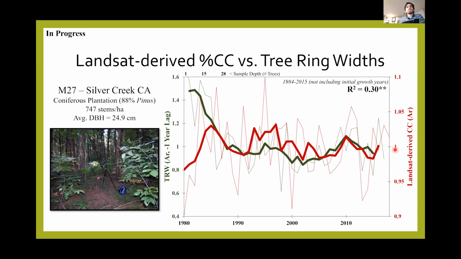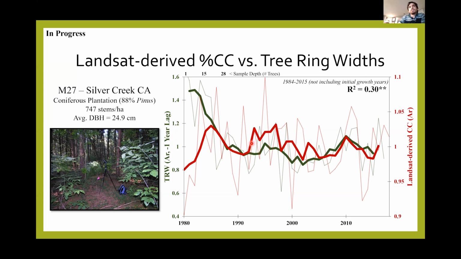Then the last one I want to talk about here is a coniferous plantation, a pine plantation that was actually planted in the late 1970s. And we can see here that in the early growth years, they follow a different pattern, where the Landsat-derived canopy cover is increasing as the forest grows, but the fitted tree ring data is decreasing as the tree gets older and older from that initial growth period. And this one's interesting. This was a -1-year lag, while the last one was not a -1-year lag. So I'm still working with that question about the lag period.